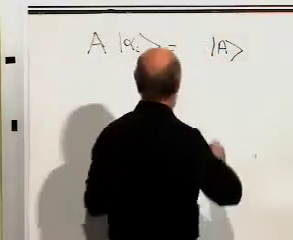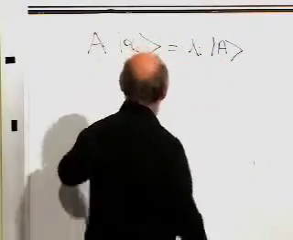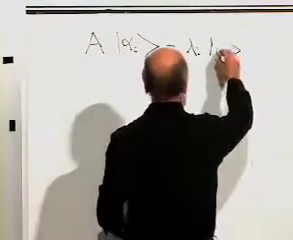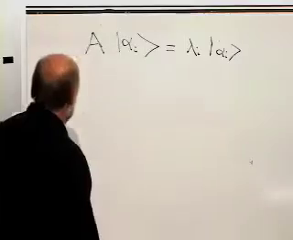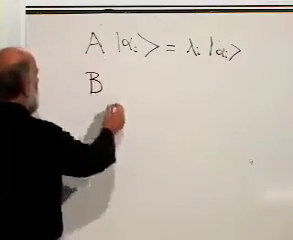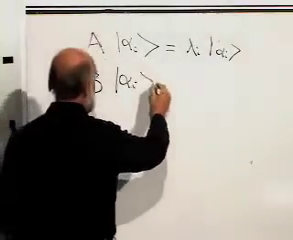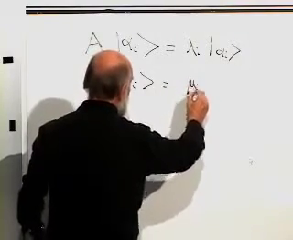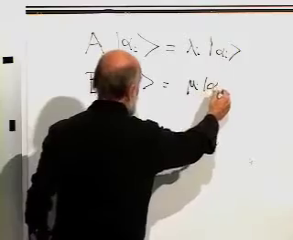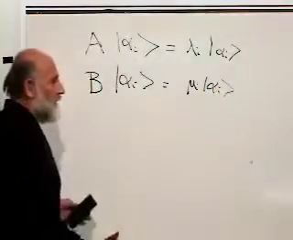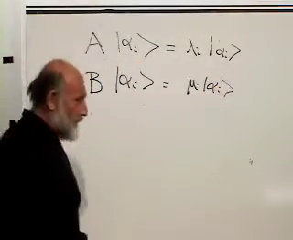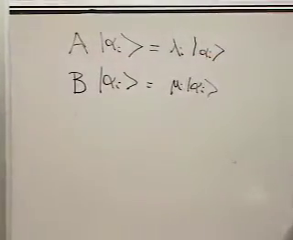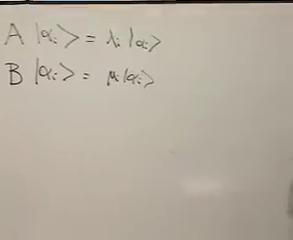Lambda i. This is the ith eigenvector, alpha i. And another matrix has exactly the same eigenvectors, but perhaps different eigenvalues. Let's call them mu. Mu i times alpha i. In other words, the same set of alphas are the eigenvectors of both matrices. Then you can measure the two quantities simultaneously, if they have the same eigenvectors.